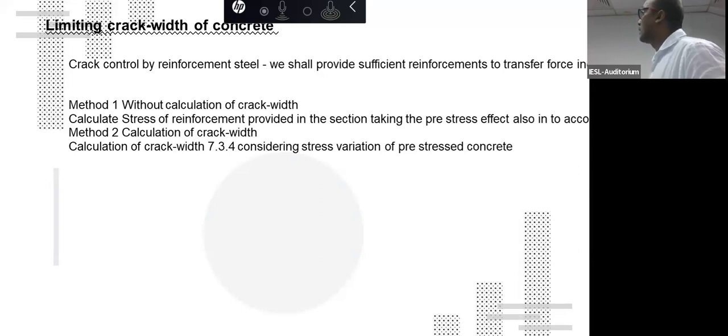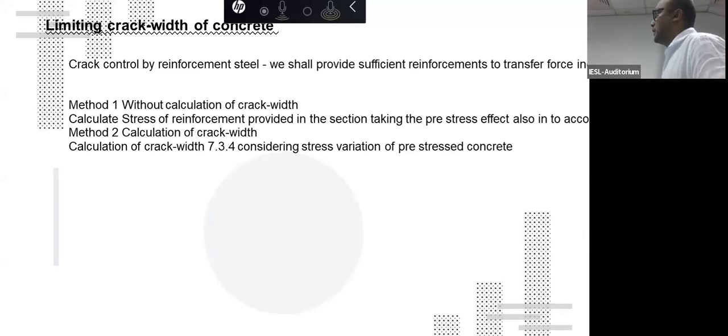This is the crack calculation. As we know, Eurocode gives more freedom to the engineer to decide some factors, like the minimum reinforcement for crack control. If you are using crack control steel, we can decide the minimum steel provided. We have to provide sufficient steel so that when the concrete suddenly cracks, the load transfers to the steel, and we have enough steel to take that tension. This is the minimum requirement of crack control steel.